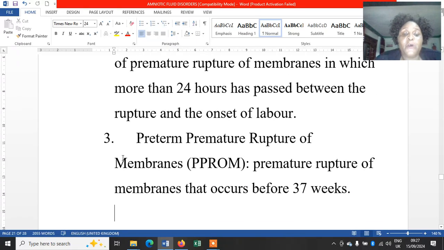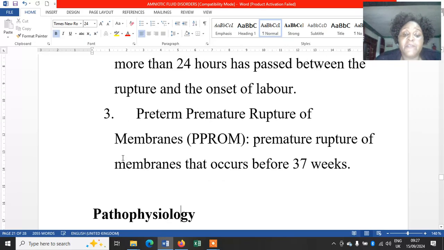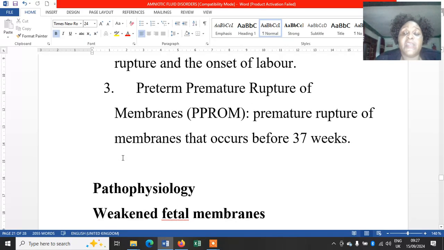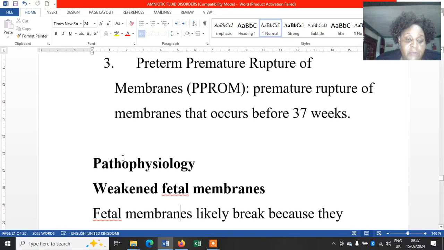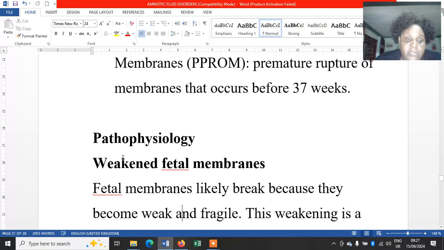Then there is what we call preterm rupture of membranes. This is when the rupture of membranes occurs before 37 weeks of gestation. Here we don't know when labor may start. So we have the 3 terms: preterm, prolonged, and premature, which are defined in terms of time before labor begins. What brings about premature rupture of membranes?